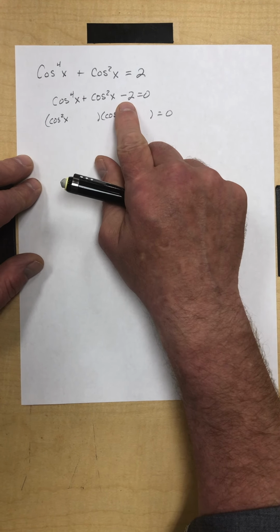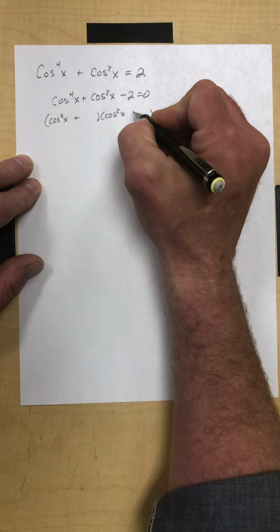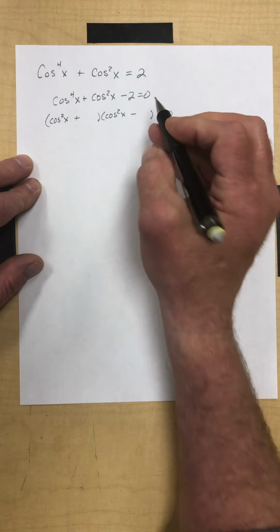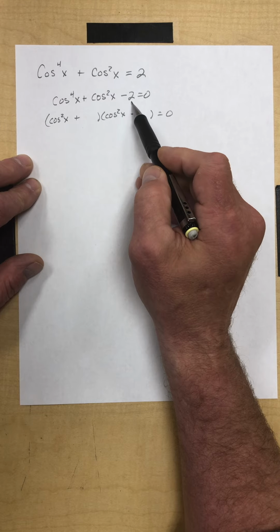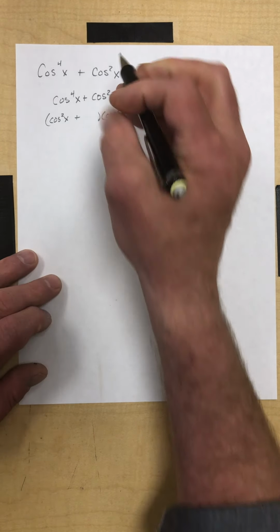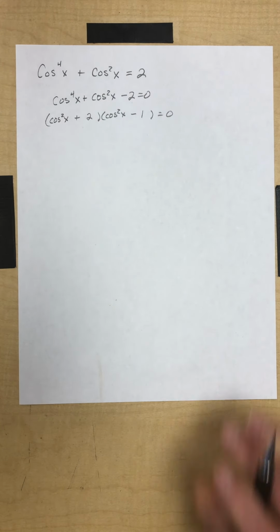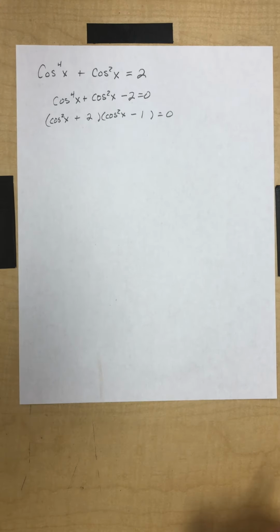So we look here. The last term's negative, so that means one of these guys has to be plus, one has to be minus. And I just asked myself, what are the factors of -2 that add up to +1? Well, that obviously would be +2 and -1. So it does factor. This is cool.